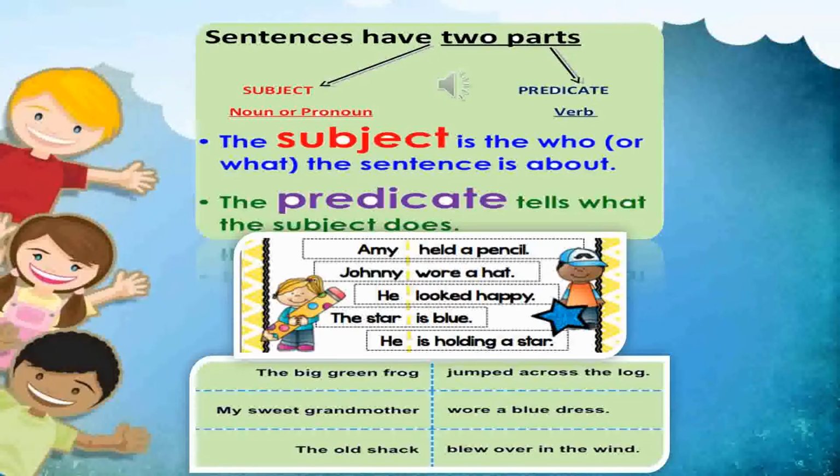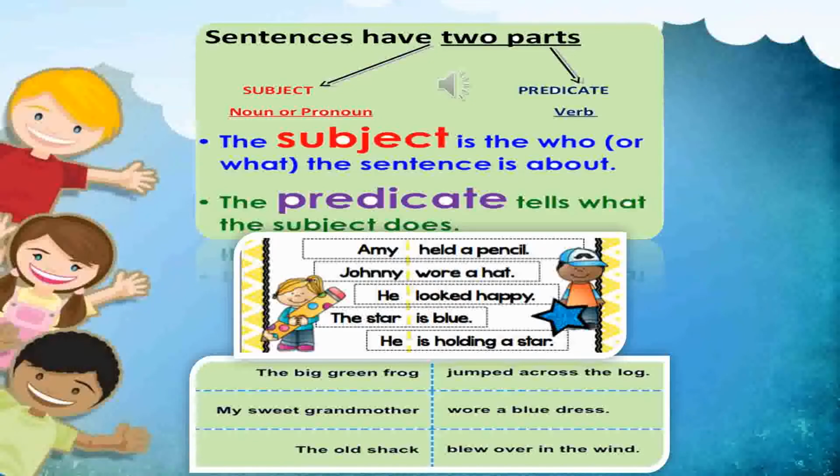Here, the first example is given as: Amy held a pencil. It is divided into two parts: Amy, and in the second part, held a pencil. Just like the definition that we have learnt, the subject is the answer for who or what. If we ask this question of the sentence, who held a pencil? We will get the answer, Amy. So here, this noun or naming word Amy is taken as the subject of this sentence.